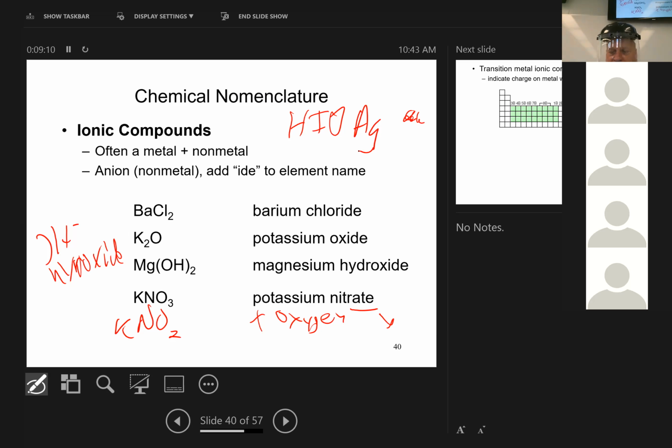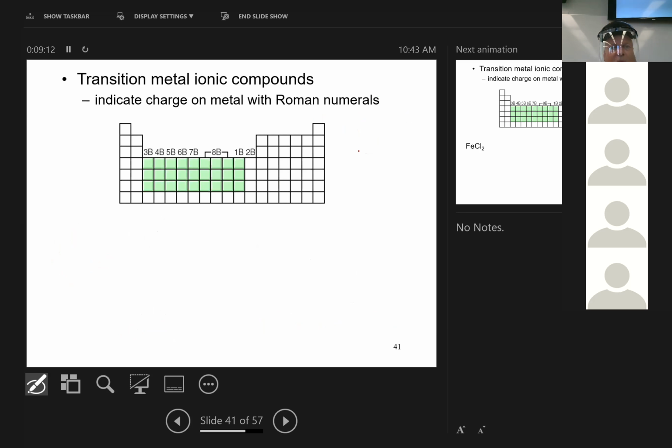Okay, so basically they're that. With the transition metal ionic compounds, you have the charge on the metal with Roman numerals. Okay, so this is what?